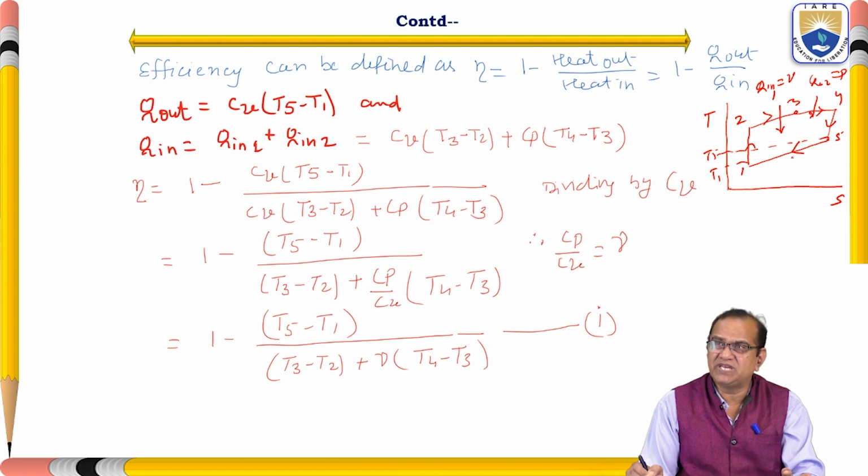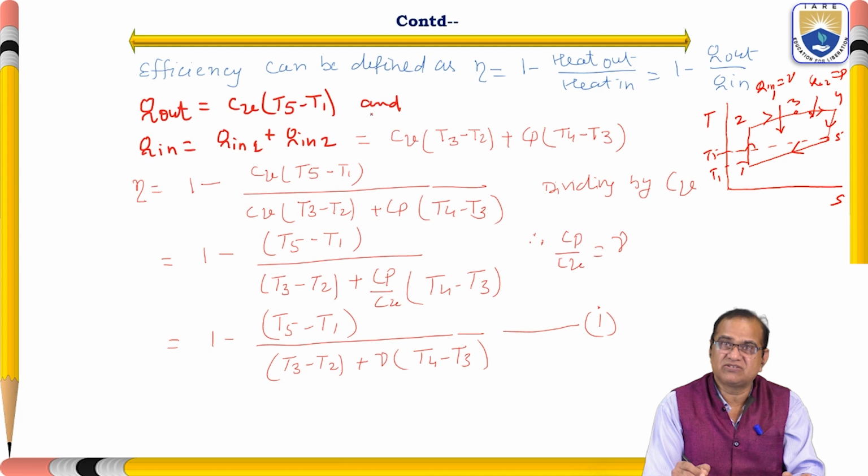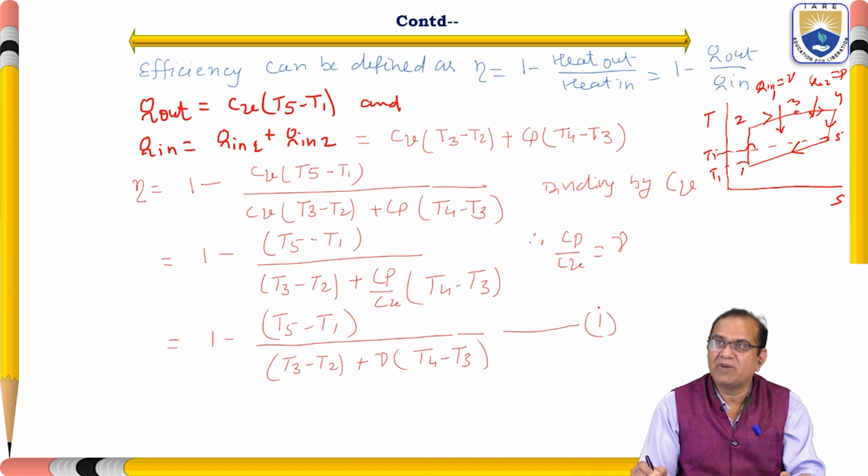It is a CV because it is a constant volume process. So here Q out is equal to CV, a specific heat at constant volume, T5 minus T1, and Q in is equal to Q in 1, that is the constant volume heat addition plus constant pressure heat addition. So you will get here CV T3 minus T2. This is the T3 here and this is the T2. So T3 minus T2 plus, because it is a constant pressure process, so plus CP T4 minus T3. So you got the Q in.